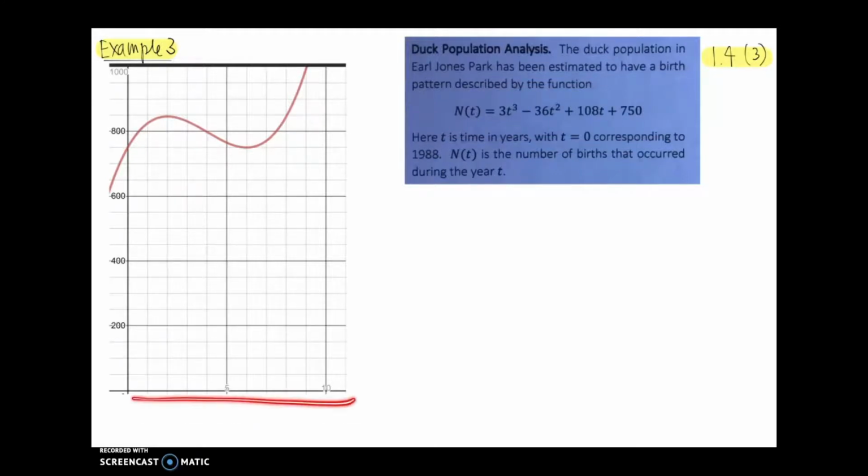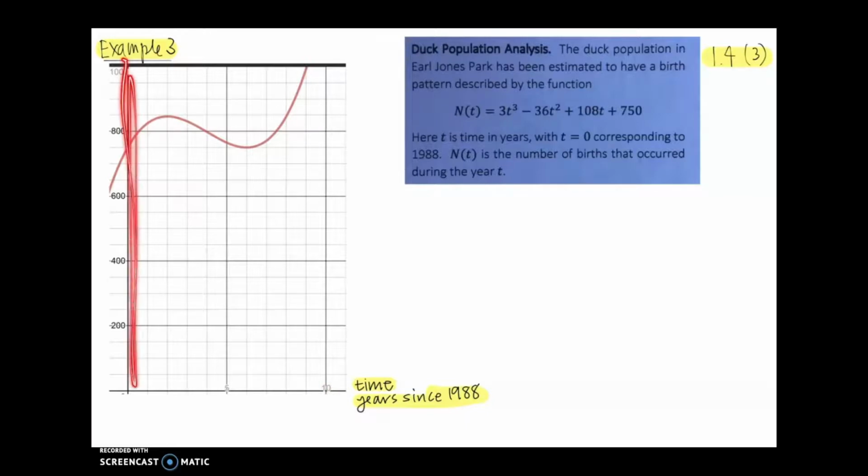The horizontal axis is always the input variable, and in this function it's representing time, time in years, years since 1988. Okay, so we know that that's what this horizontal axis is representing. So 10 years right here, if we were at 10 on the horizontal axis, we would know that that's representing 1998 because that's 10 years after 1988.